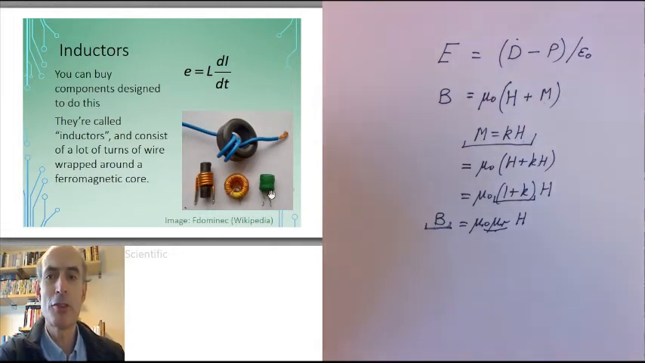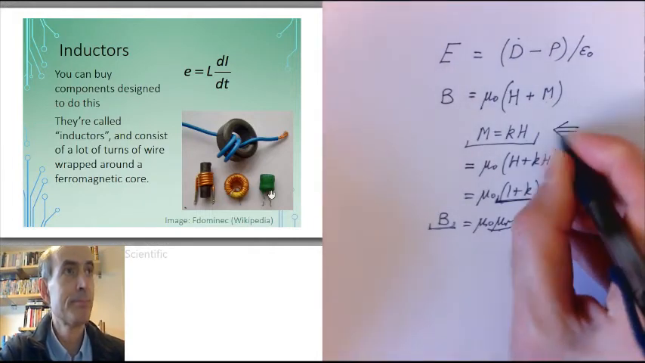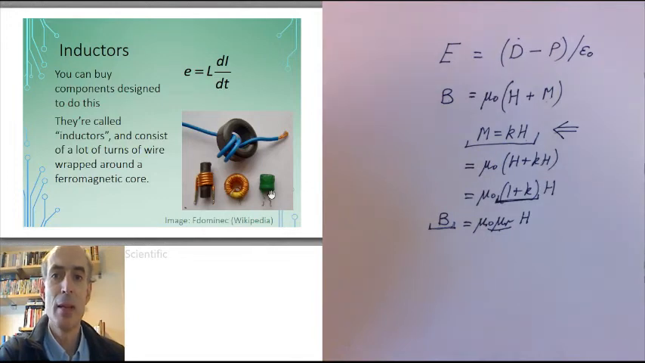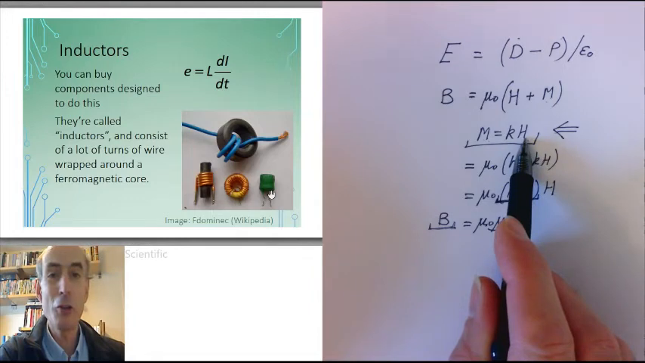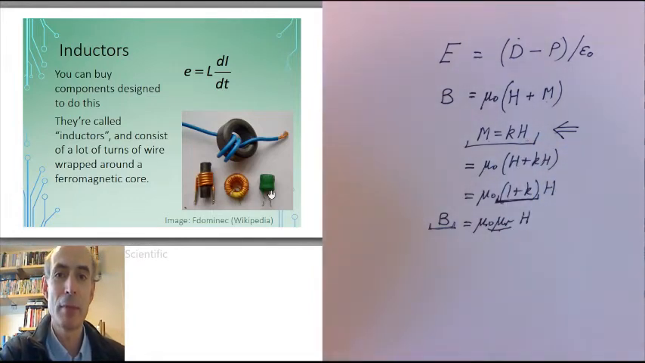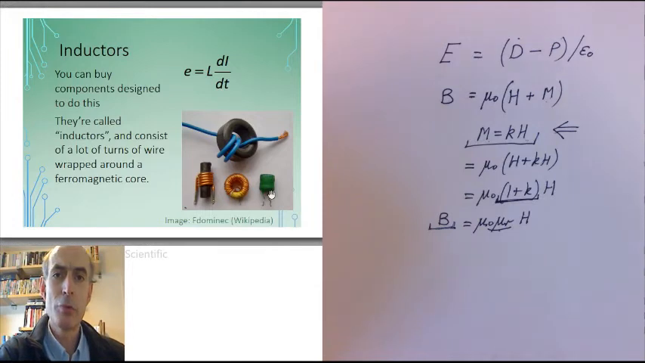Another problem with inductors is this assumption that the magnetization field is proportional to the H field, which for a lot of materials isn't true, or at least it isn't very accurate. These effects make inductors quite difficult to design accurate circuits with. So if you need some kind of time-dependent component in your circuit, it's usually much easier to design with a capacitor than it is with an inductor.